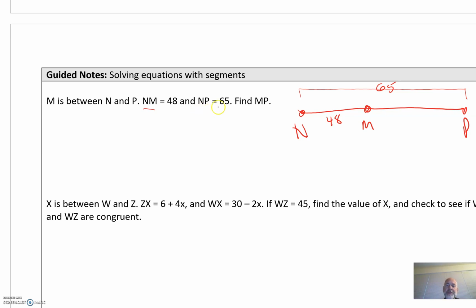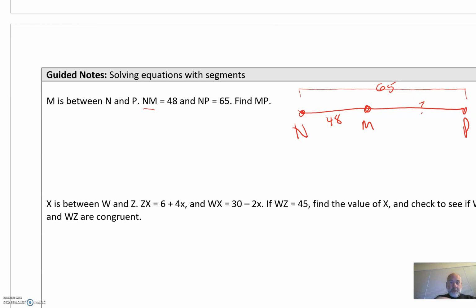And then it said NP is 65. That's all the way from the beginning to the end, it's 65. So I put a little bar up top to say this whole thing is 65, so I didn't get confused about what the 65 represents. And the question is, how big is MP?